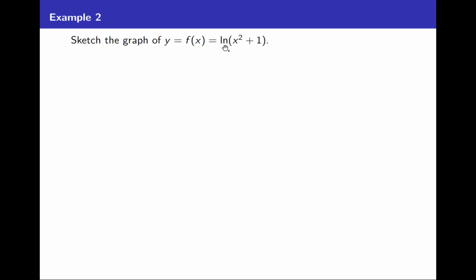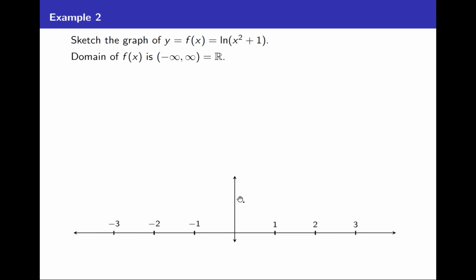So first of all, let's think about the domain of ln of x squared plus 1. Whatever x is, you square it, add 1, that's positive, and you can take the ln of that. So the domain of f is all real numbers, the interval from negative infinity to infinity. So maybe we'll start with a coordinate axis going from negative infinity to infinity, or at least as much of that as we can put into the picture. And now we'll think about increase, decrease.